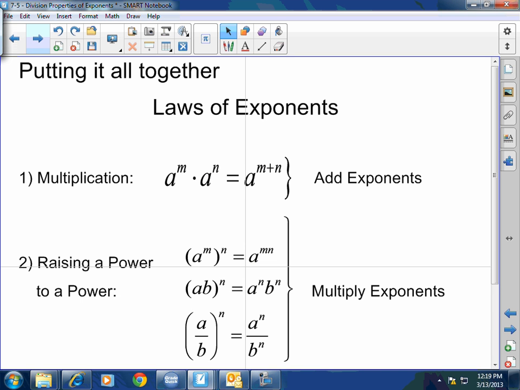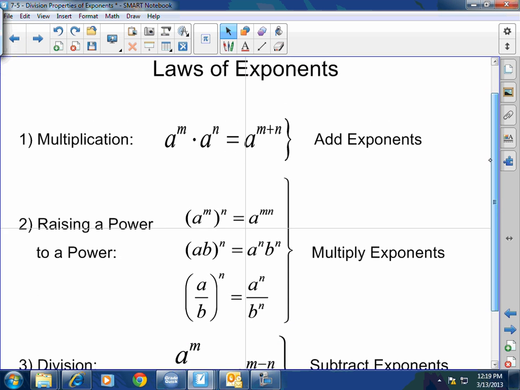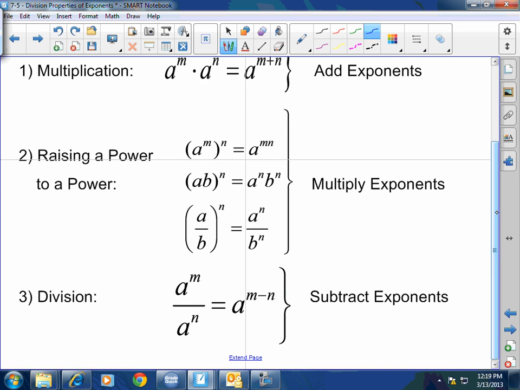All the laws of exponents. I think I was pretty nice in doing this, just as a reminder for you guys. A to the m times a to the n is a to the m plus n. When you multiply the same base, you add the exponents. When you raise a power to a power, a to the m raised to the n power is a to the mn power. Keep the base, multiply the exponents.